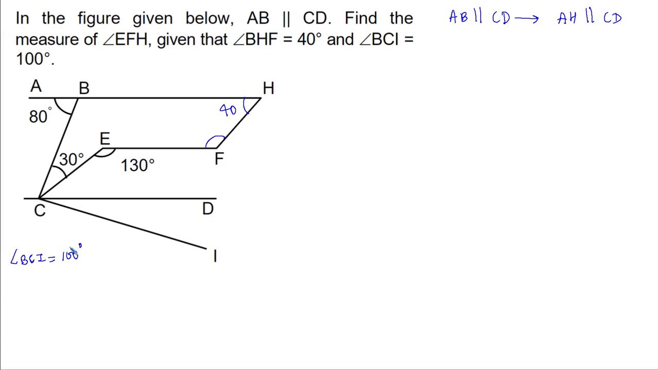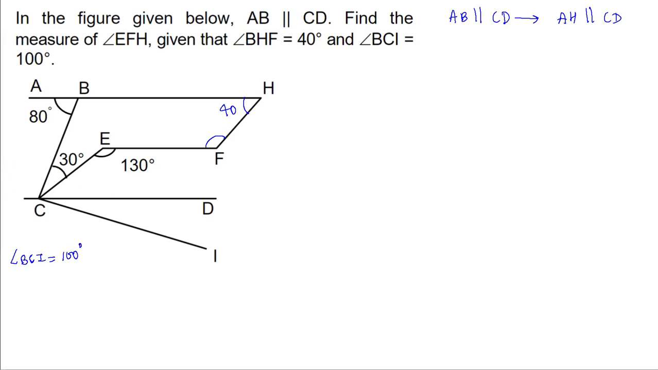So over here we are supposed to find angle EFH. We know that AB is parallel to CD, but we don't know whether it is parallel to EF or not. We don't know whether AB and CD are parallel to EF or not. So we cannot consider that. Okay everyone, so first of all, let's try to solve this.